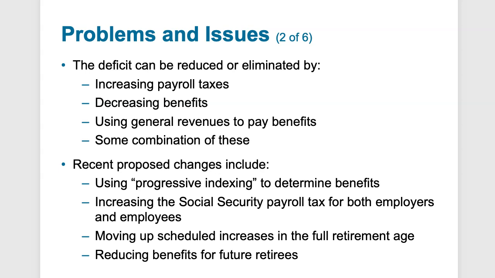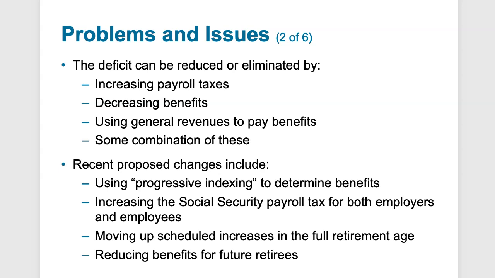Using general revenues to pay for benefits from the government. But basically when you use general revenues, they're going to have to come from another source or another tax source, or a combination of these. Some changes: progressive indexing to determine benefits, increasing the Social Security payroll tax for both employers and employees, moving up the schedule to increase full retirement age, something I talked about earlier.